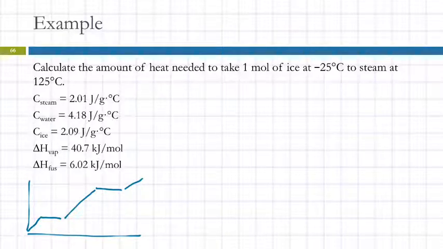We also need to know the temperatures at which these transitions happen. So for water, it melts at 0 degrees Celsius. It boils at 100. We need to know the boiling point and the melting point because when we calculate for these portions, we need the delta T. Q equals MC delta T. So for this portion, the change in temperature is the final temperature minus the initial temperature, 100 minus 0. So for this part, delta T equals 100.